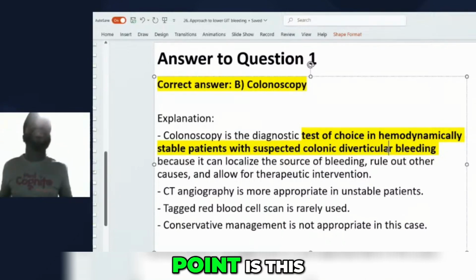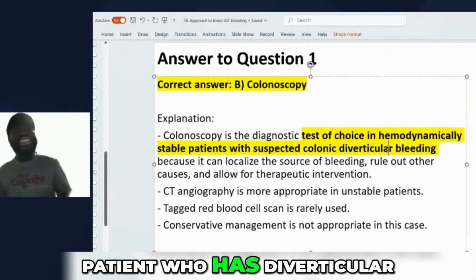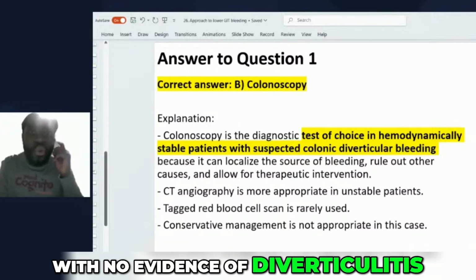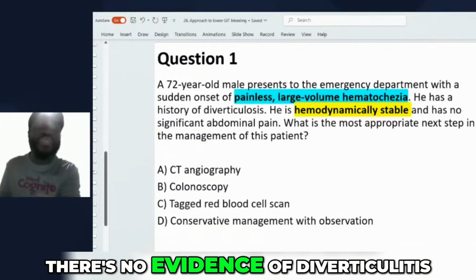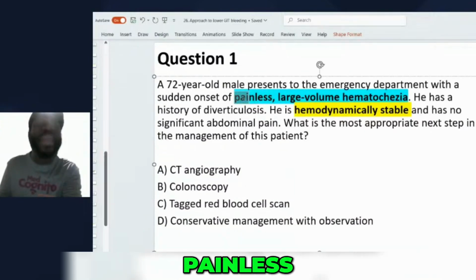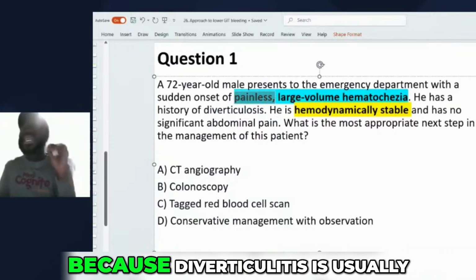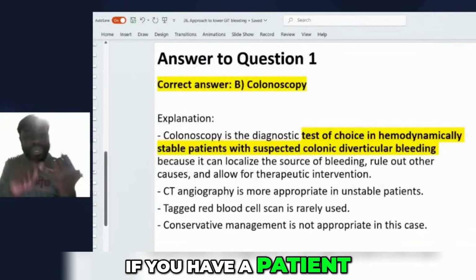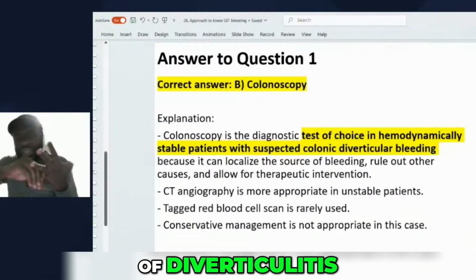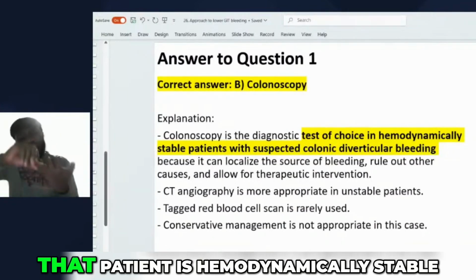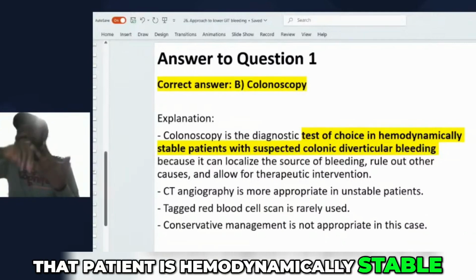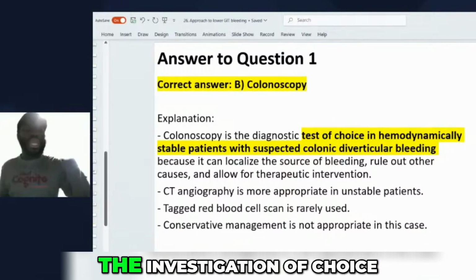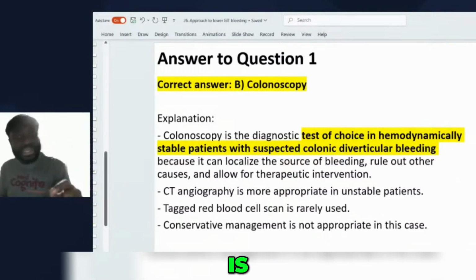So now the learning point is this. If you have a patient who has diverticular bleeding with no evidence of diverticulitis, what in the question points to the fact that there's no evidence of diverticulitis? Painless, because diverticulitis is usually painful. So this is the learning point. Number one, the patient has no evidence of diverticulitis. Number two, that patient is hemodynamically stable. Number three, that patient is only having diverticular bleed. The investigation of choice is colonoscopy.